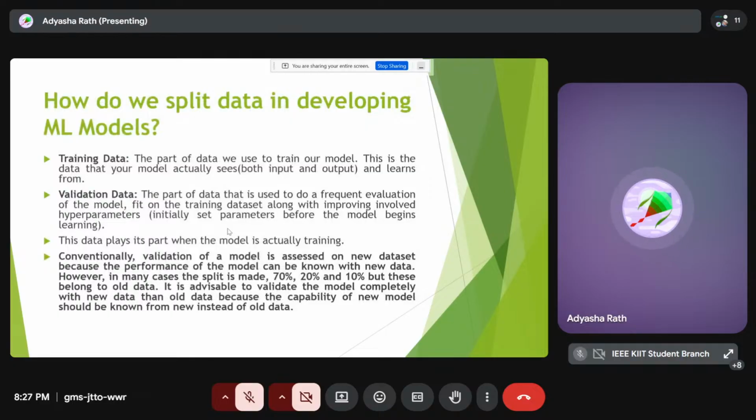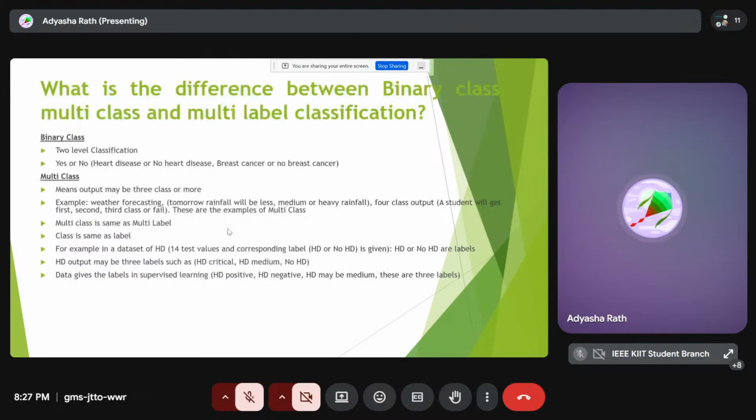How to split the data, like training and validation, you must know about that. I'm not going into detail. So what is the meaning of binary class and multi-class? Binary means two levels of classification, yes or no. Multi-class means three classes or more. Multi-class is the same as multi-label. Class is the same as label.